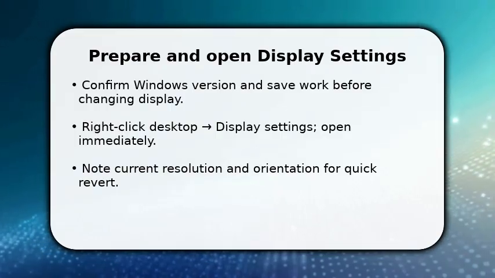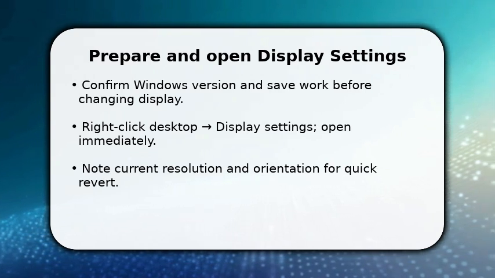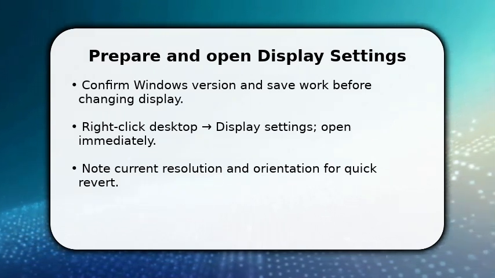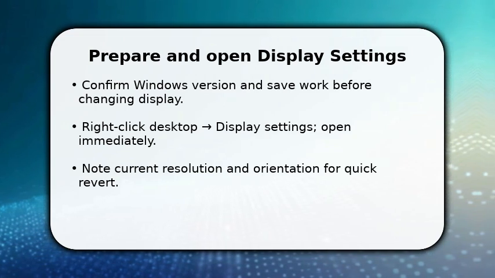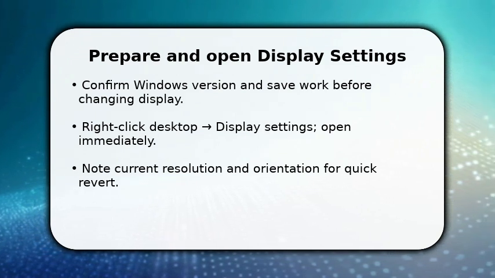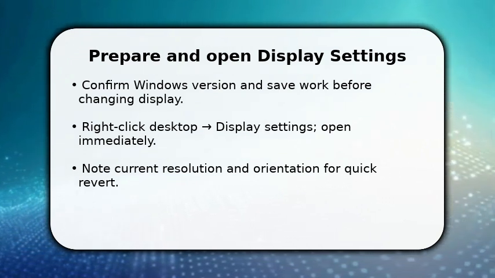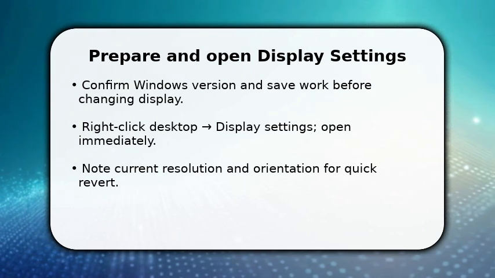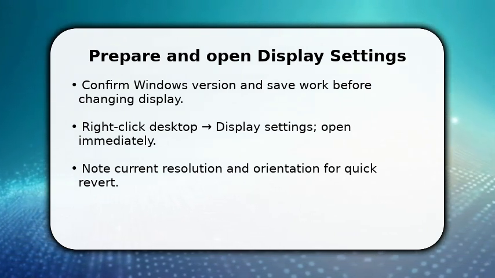You begin by confirming your Windows version and saving any open work. This avoids lost progress. Once done, right-click the desktop and choose Display Settings to open the control panel for screens. You should note the current resolution and orientation so you can revert if needed. This provides a safety reference.